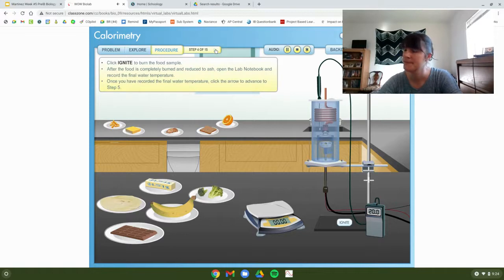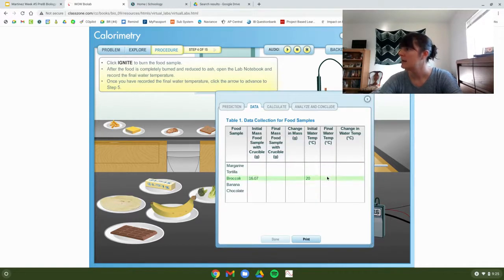Click Ignite to burn the food sample. After the food is completely burned and reduced to ash, open the lab notebook and record the final water temperature. Once you have recorded the final water temperature, click the arrow to advance to step 5. Okay, this should be fun. Ignite. Burn. Okay, seems like it's done. Turn to ash. Our final temperature is 20.6 degrees Celsius. Here we go, 20.6.